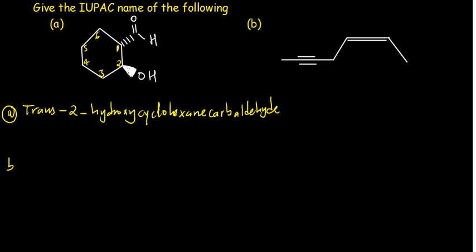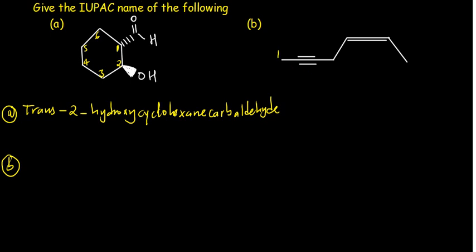So that is the name for the first one. And for the second one, to name it, we are going to first identify the functional groups present. We have got an alkyne and then an alkene. An alkene has got higher priority than an alkyne. But when we are counting, we need to count in the direction that will give us a lower number. We don't care what receives the lower number.